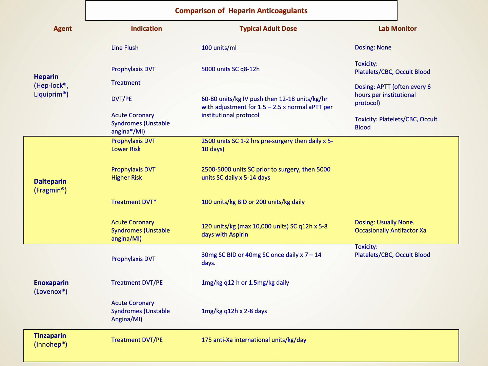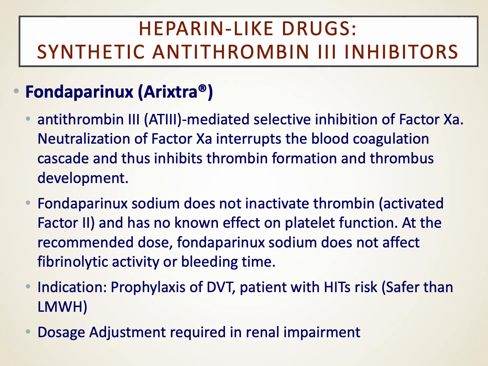heparins. This is a comparison of the heparin products, and don't get too caught up in the detail of dosing and the like here, but this gives you an idea about the different regimens that are used for heparin and for enoxaparin. Those are the two I'd really focus on here, and you can see there are different regimens for different indications. There are also a few other drugs. Here's one that is a heparin-like drug.